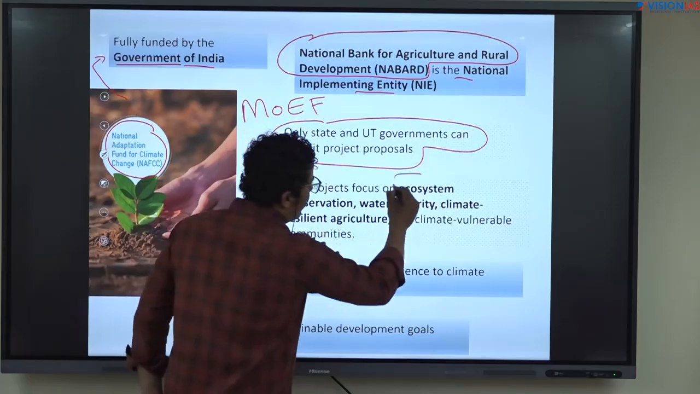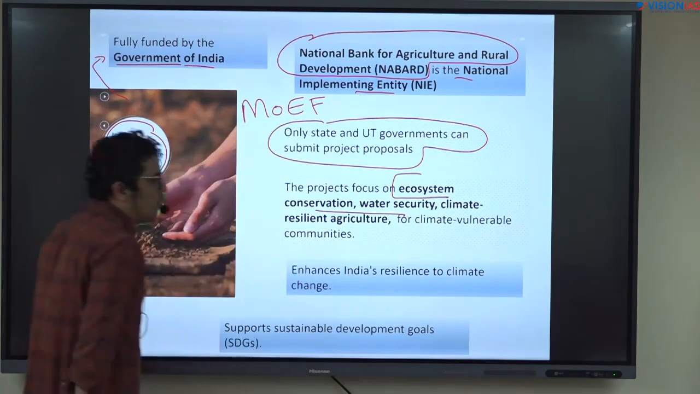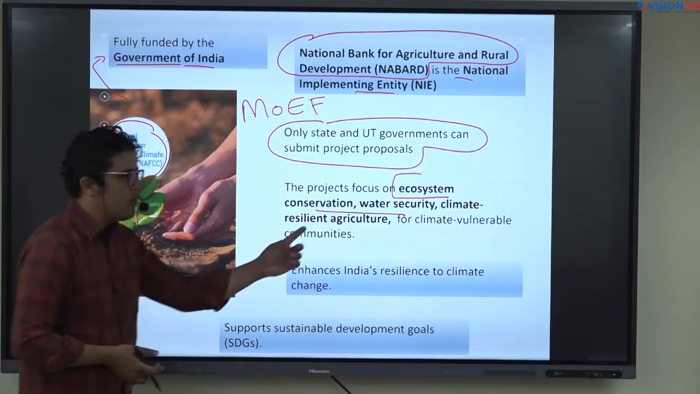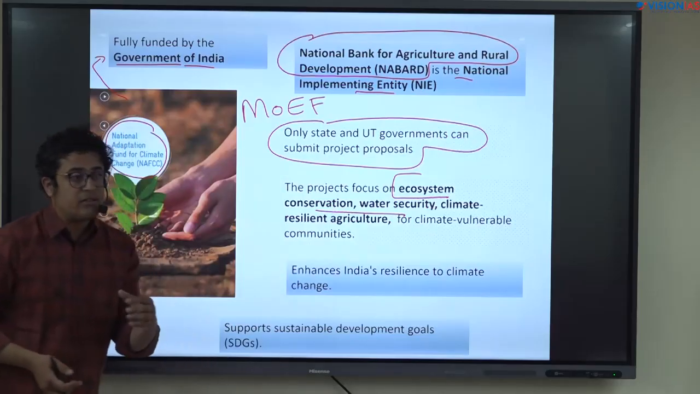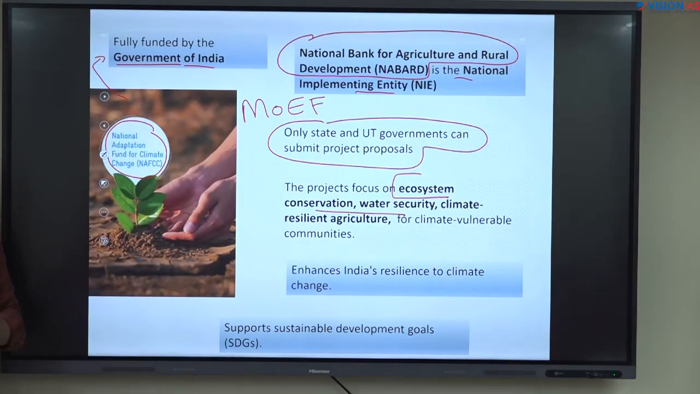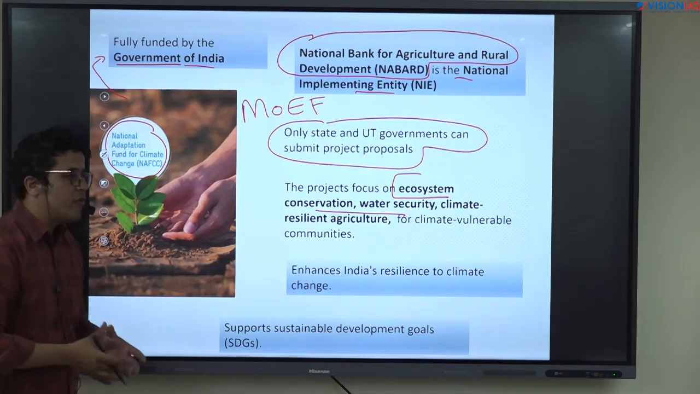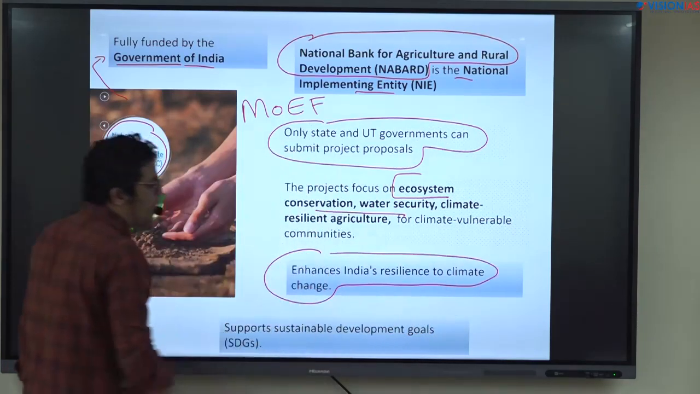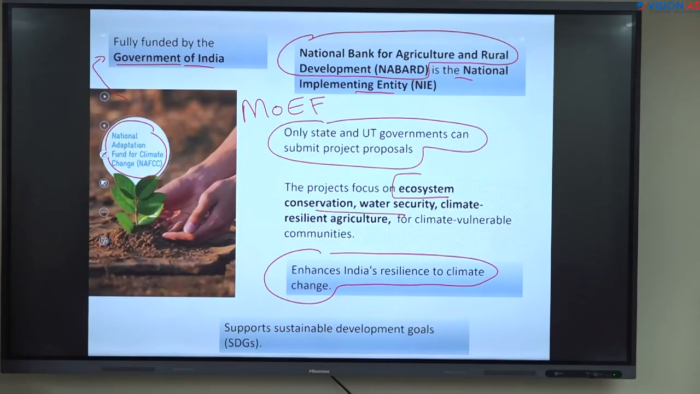What will it give money for? It will give money for storage of water, water security, or climate resilient agriculture. Just now I gave you an example, hybrid seeds. Making hybrid seeds for the future is your adaptation. So this fund will invest in making our agriculture ready for the future. Overall, the objective is that this fund will increase India's resilience. It will make India strong, so that India is able to tackle climate change.